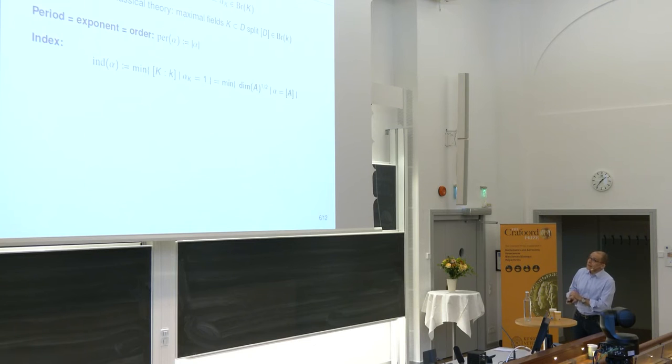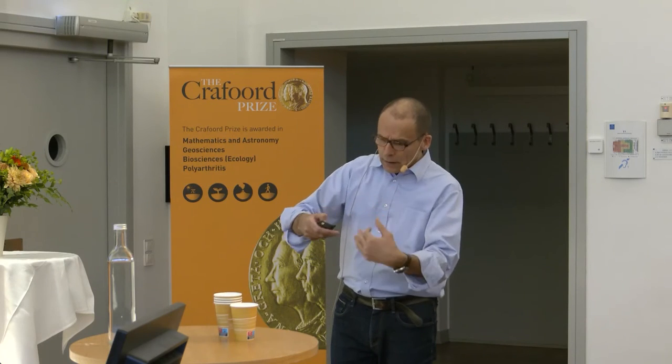Then there's the index, which is more complicated to define, but also algebraically more meaningful. Here's one definition: you can define the index as the degree of the smallest extension that trivializes alpha. In terms of algebras, that means it's the minimal degree of a field extension that turns your algebra into a matrix algebra over the field capital K.